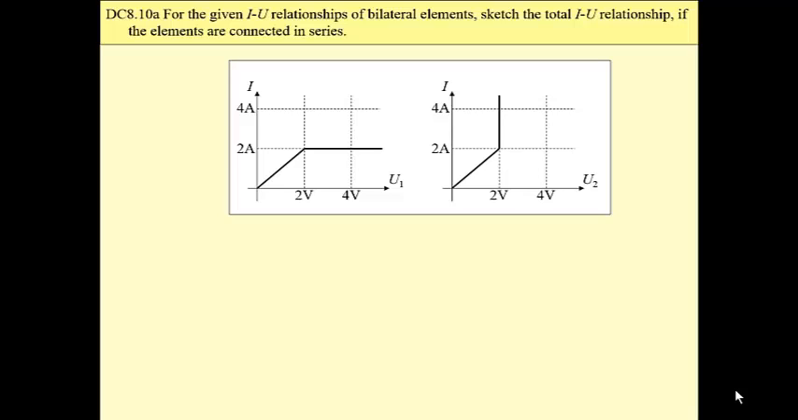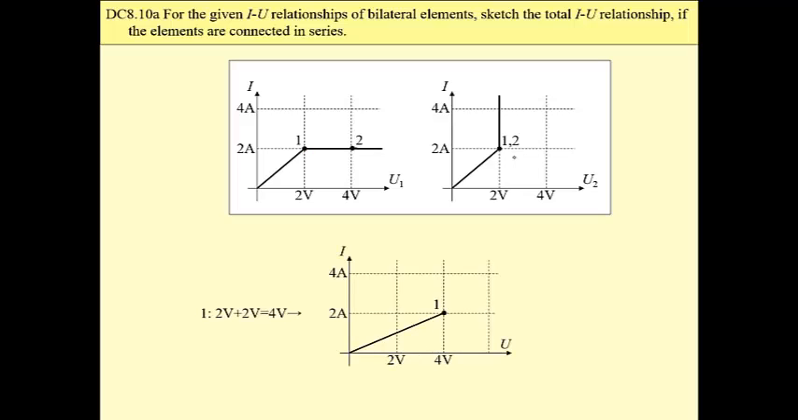We have distinguished points at both I-U relationships, and in these points we will have to add voltages. So for this first point we have 2 volt across the first resistor, 2 volt across the second, which means that we obtain from these 2 points, this point.